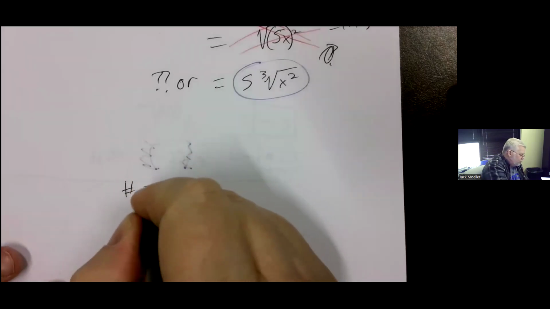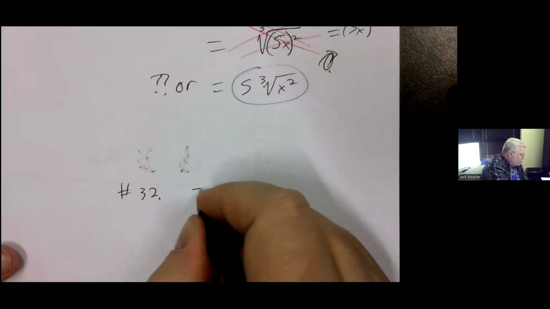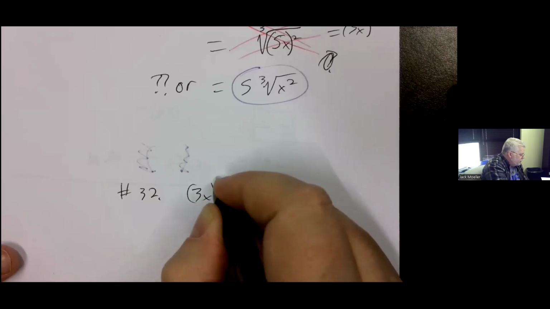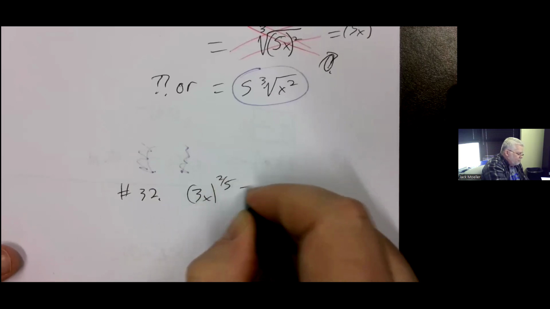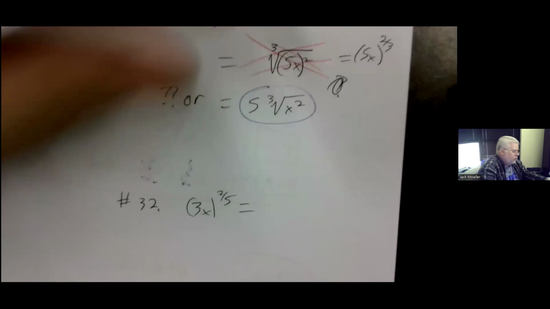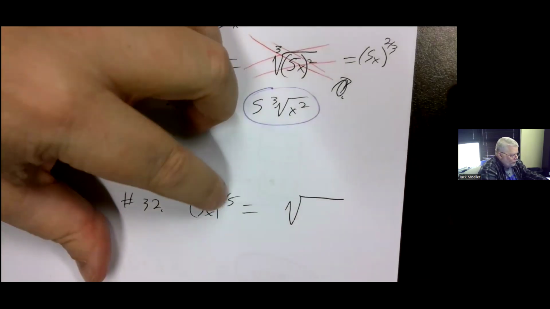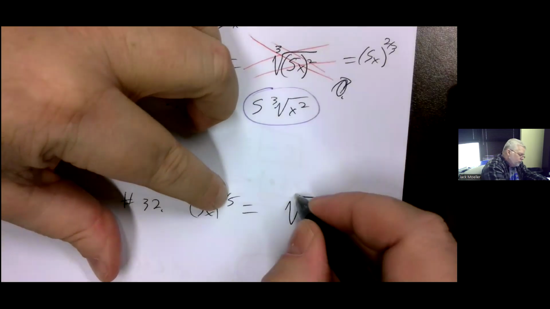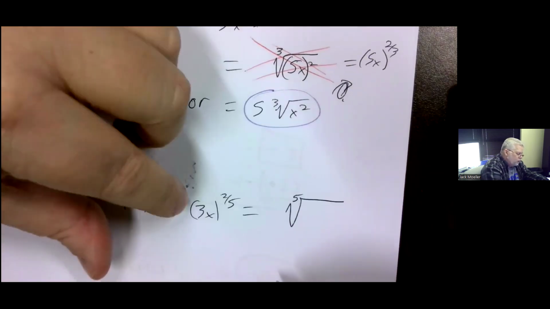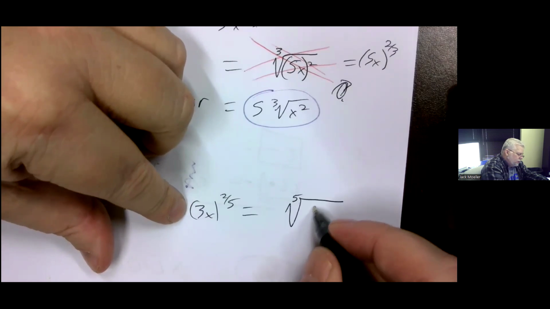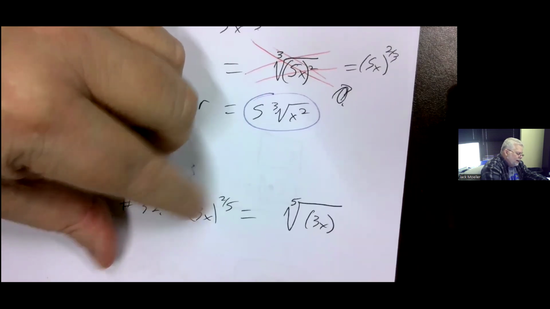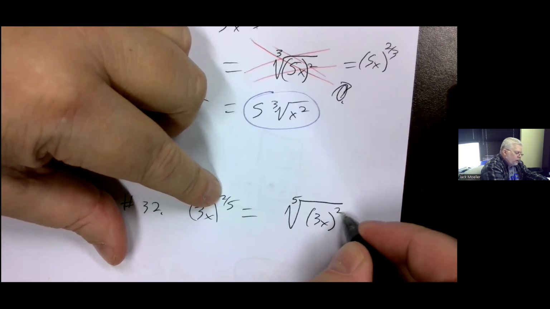So what would you do with 3x in parentheses to the 2/5 power? We're going to have a radical. What's the index on it? Oh, it's a 5, the denominator. This goes inside the radical. The parentheses is 3x, and it's squared, so we're going to square that parentheses.